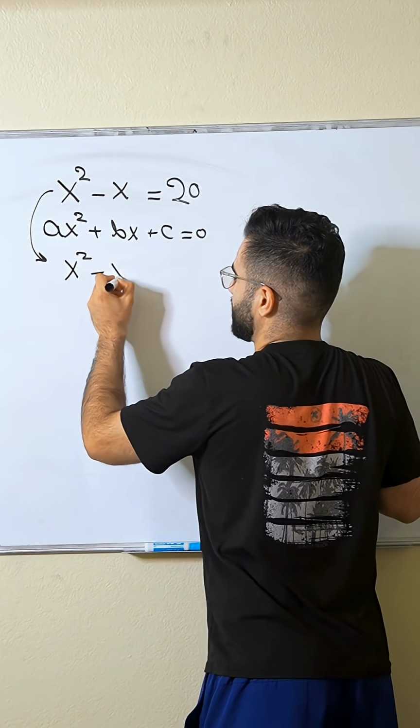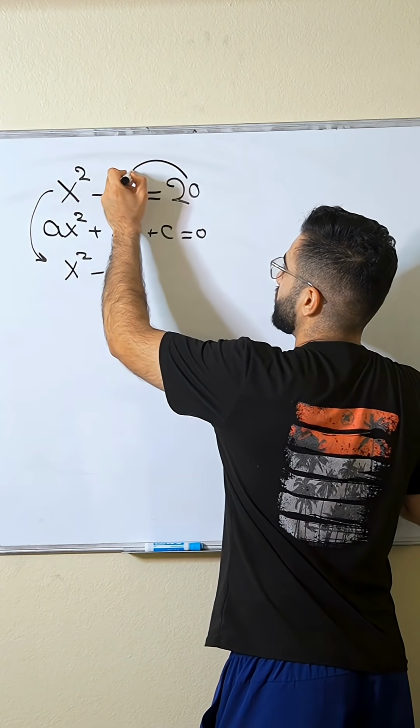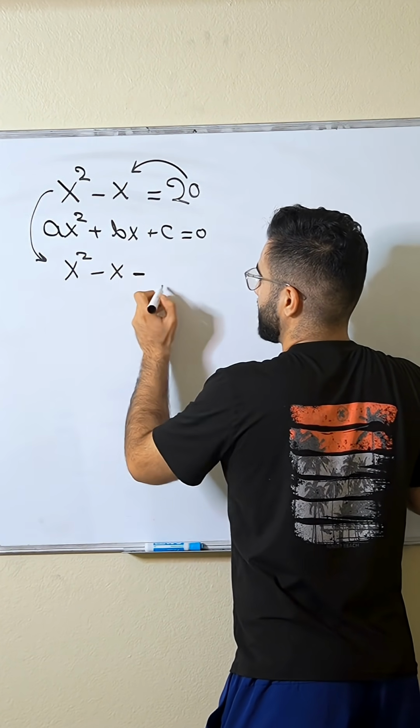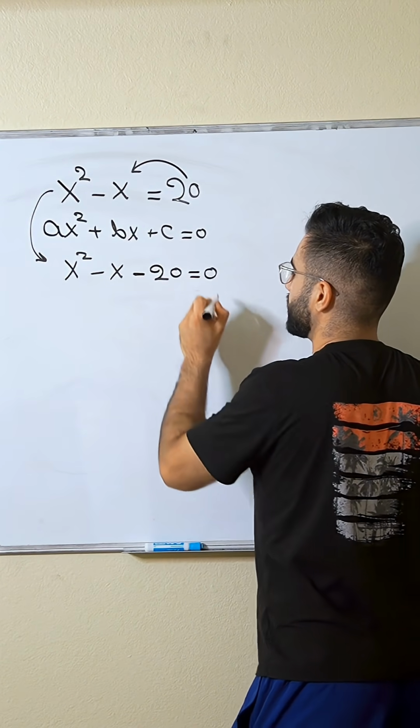x to the power of 2 minus x. I'm going to move this number to the left side of the equation. So when I move that, it becomes negative. So negative 20 equals 0.